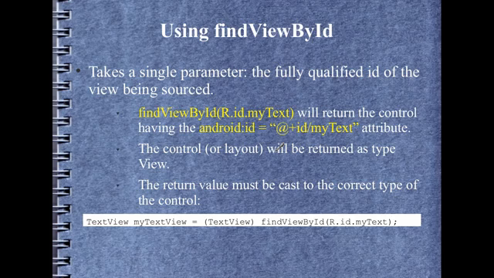In other words, all of these controls are of type view, so the control itself is going to be returned as a view type, and it has to be cast. So if myText is a text view, then we have to cast it. We cast the result of findViewByID to a text view in order to assign it to a text view, as we've done here.